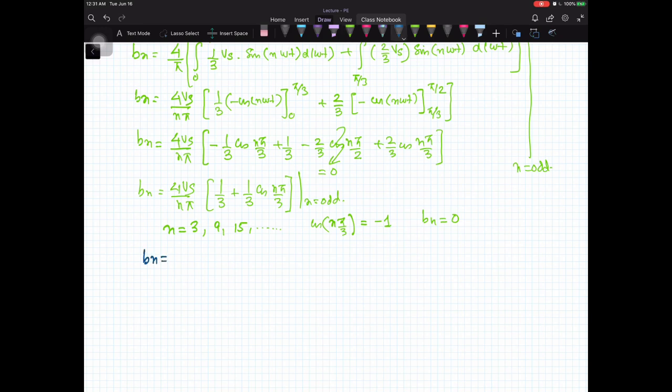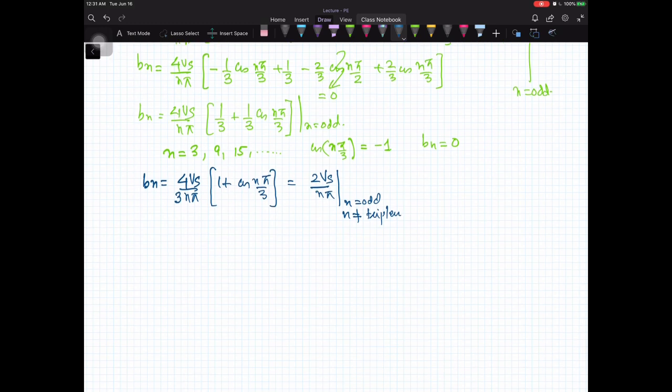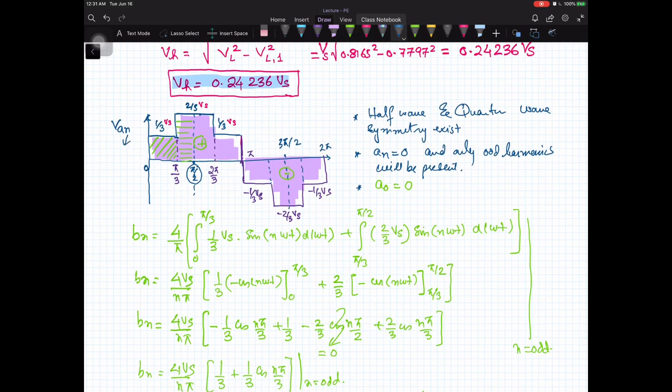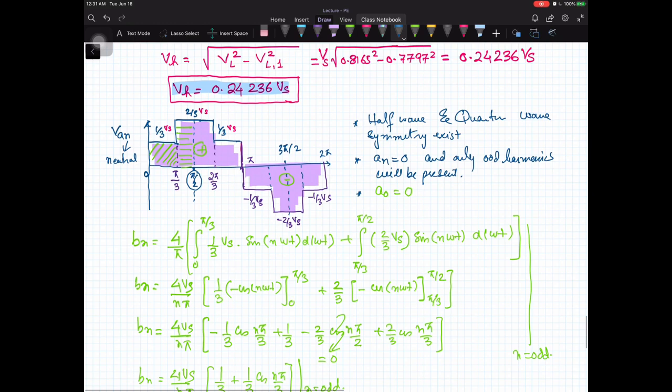So for these I can write that bn is equal to 4Vs by n pi, taking 3 out, 1 plus cos of n pi by 3, that will be equal to 2Vs by n pi, with the condition that n is an odd number and n is not a triplen. Triplen means it is not a multiple of 3, right? So bn is given by this expression, so we can represent this phase voltage, where this n is representing the neutral, not the harmonic number. So it's better to write it as V phase. I am going to write V phase now.